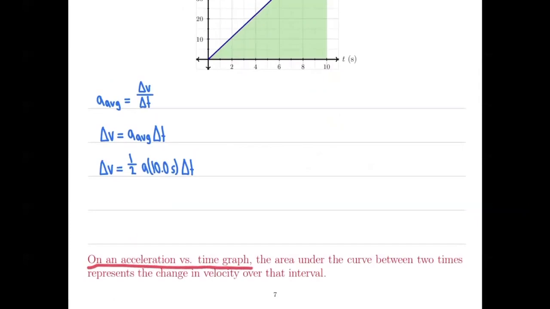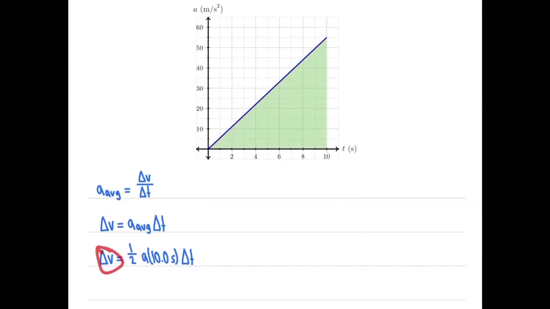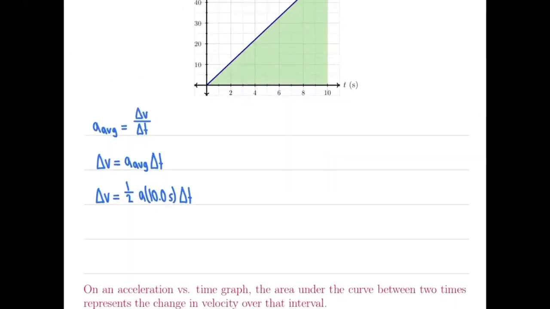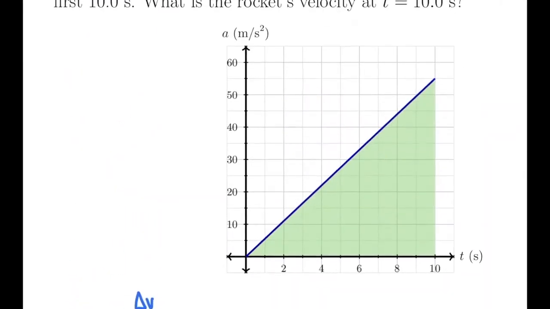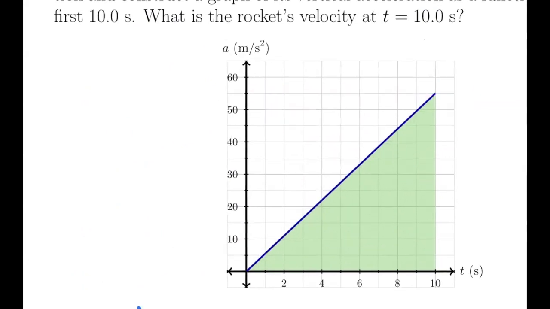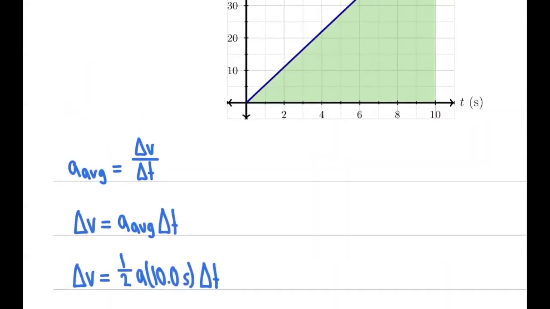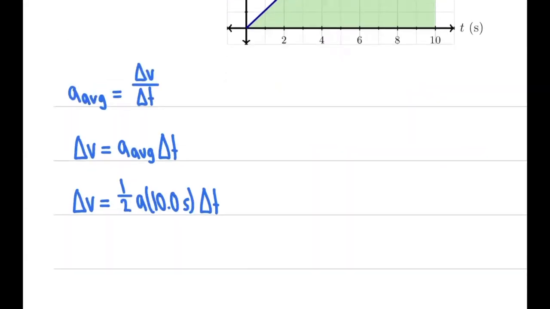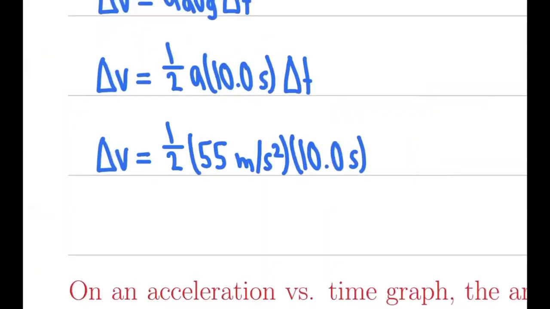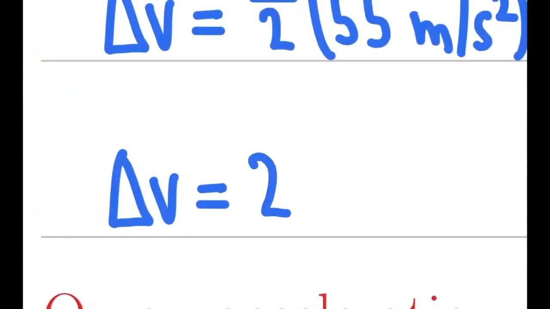On an acceleration versus time graph, the area under the curve between two times represents the change in velocity over that interval. So this will give us the change in velocity, the area right there, that green shaded area. So acceleration at 10 seconds is 55 meters per second squared. And the time is 10 seconds. So I just have to plug everything in. And that's going to be 275 meters per second.